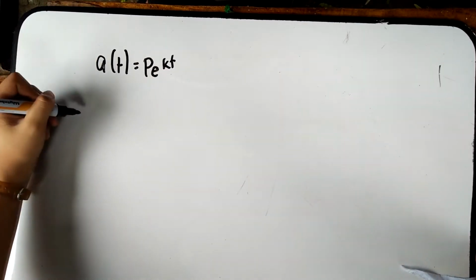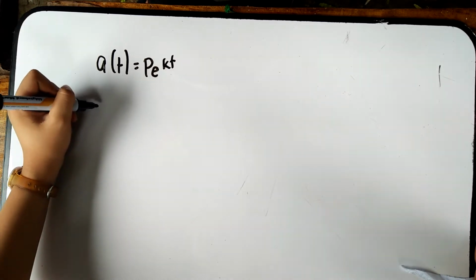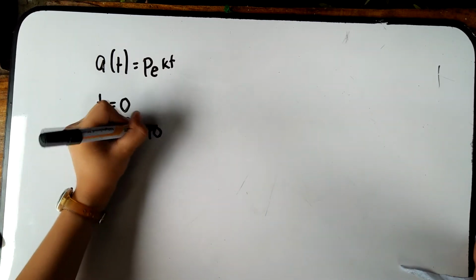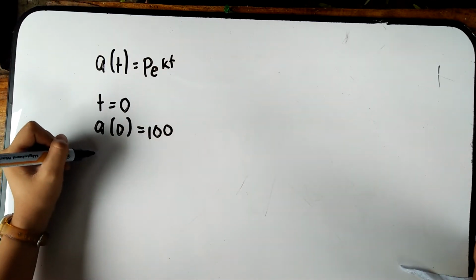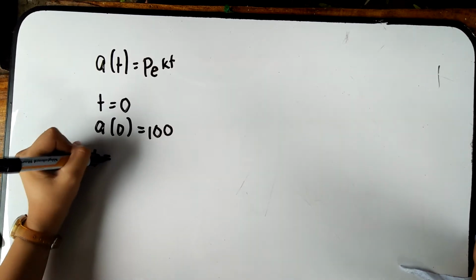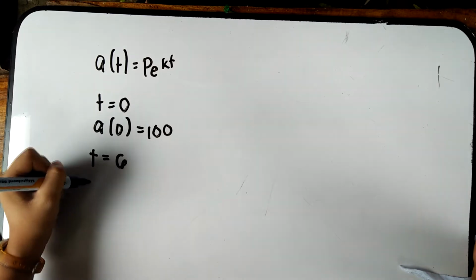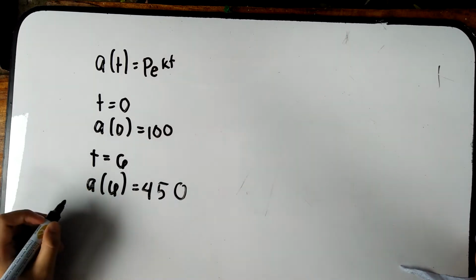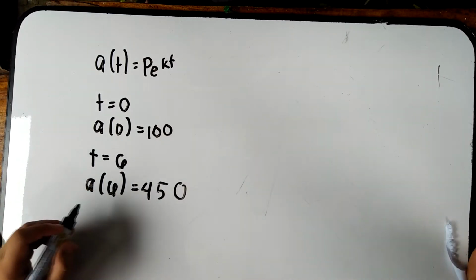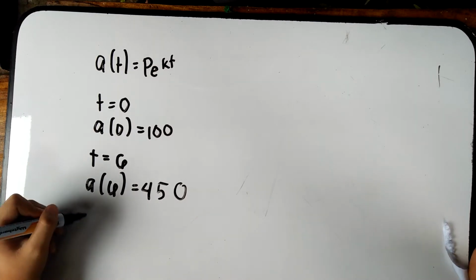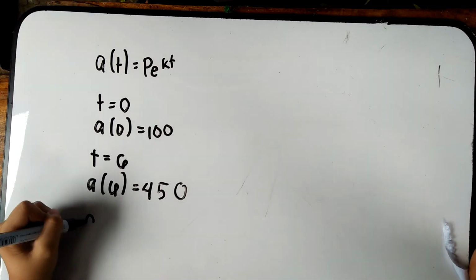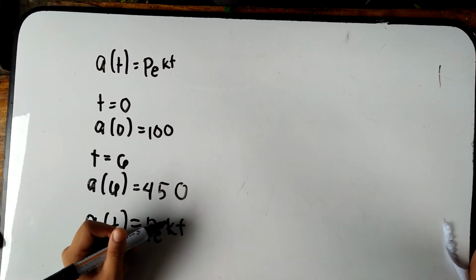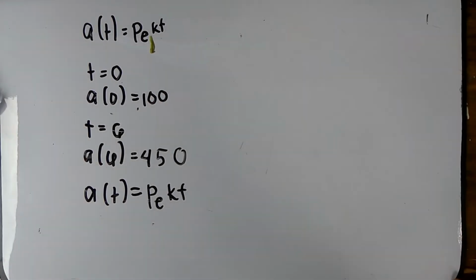So, the initial amount of bacteria is 100 at time 0. So, A of 0 equals 100. It is also stated that after 6 hours, the amount of bacteria is 450. So, A of 6 equals 450. Using the formula for exponential growth, A of t equals P times e to the power of kt, we substitute the value of A of 6.